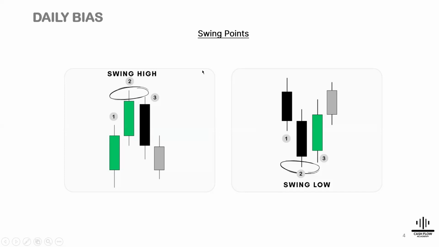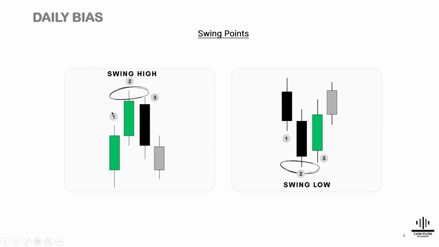The second concept you will need to understand are swing points. What's a swing point? A swing point is formed by the three candle pattern, right? You can see here, this candle 1, candle 2, and candle 3. A swing high is formed when the candle in the middle is higher than both candles at the left and the right, like you can see here. And then the swing low is formed when the candle in the middle is lower than both candles at the left and the right. So it's very simple to identify.